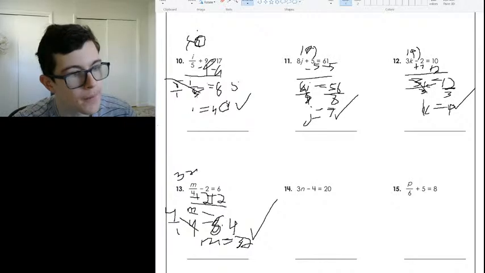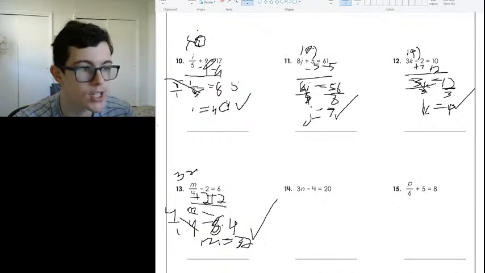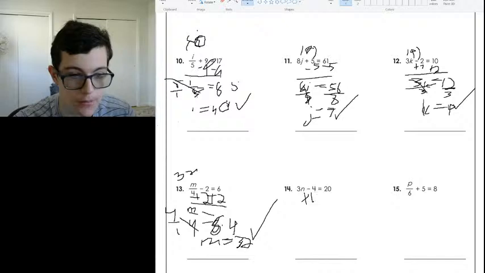So now that I've given you a minute, I'm going to move on to the next problem. So here we have 3n minus 4 equals 20. So here what we'll do is we'll add 4 to both sides due to it being the inverse operation, it being addition. We'll add 4 and 4.